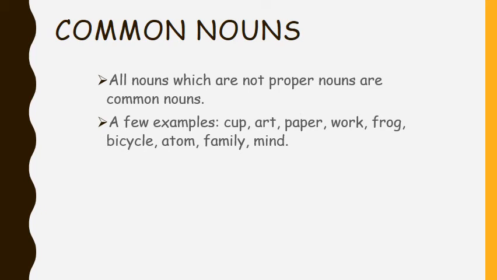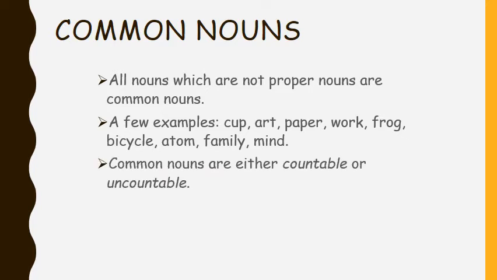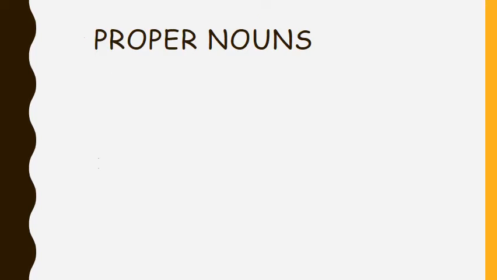A few examples: cup, art, paper, work, frog, bicycle, atom, family, mind. All of these are common nouns. Common nouns are also either countable or uncountable. Either I can count them or I cannot count them.